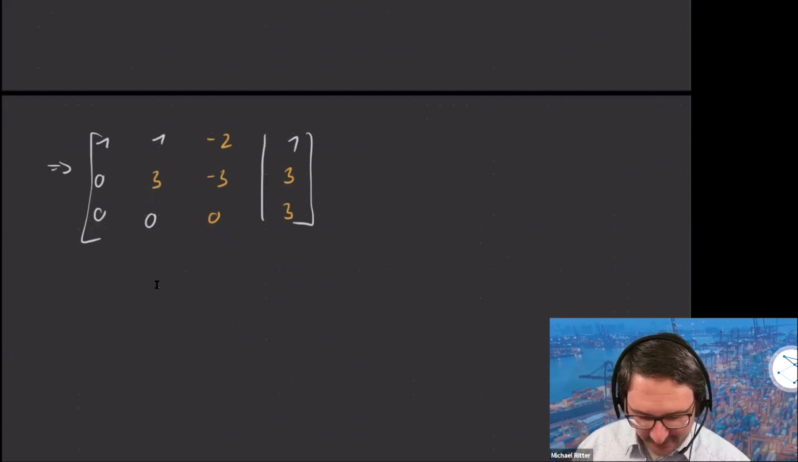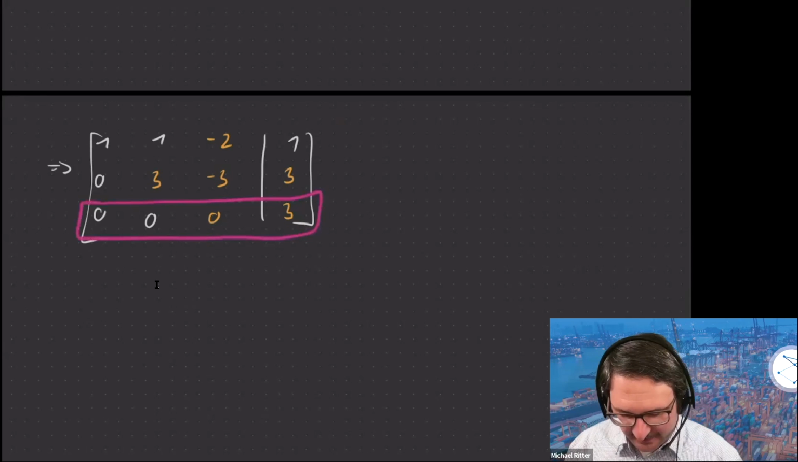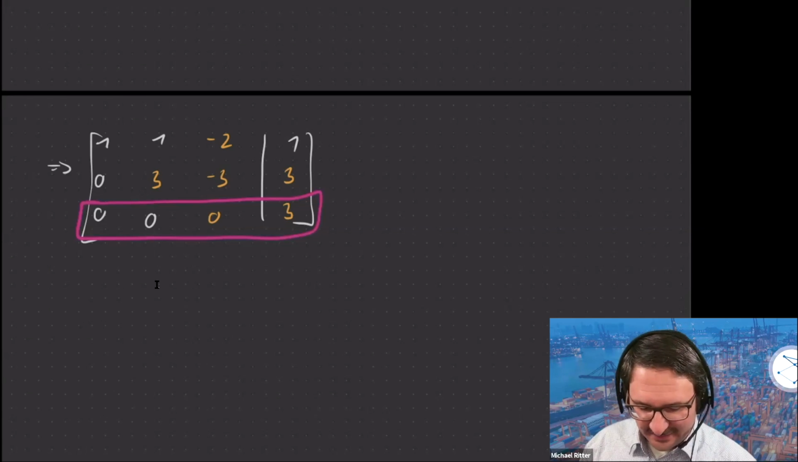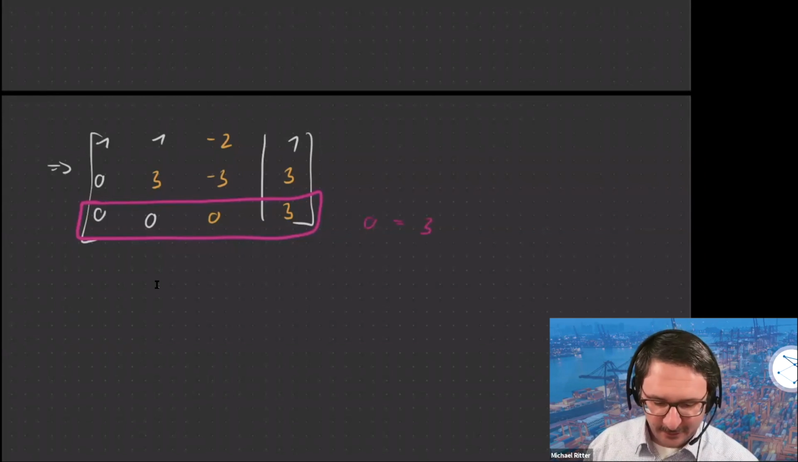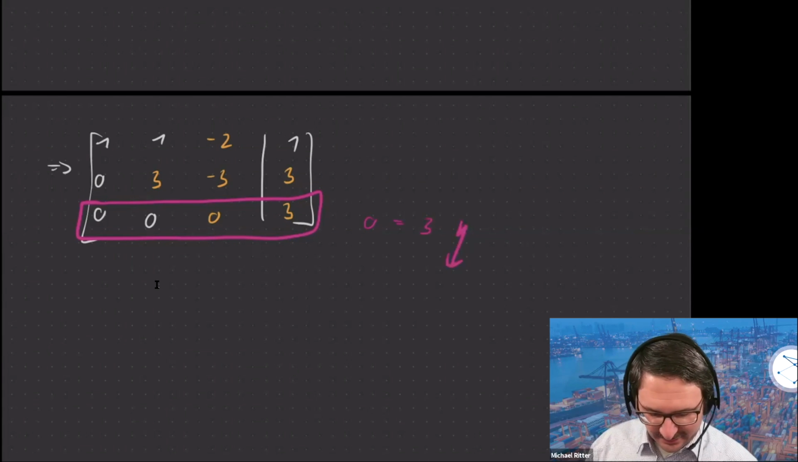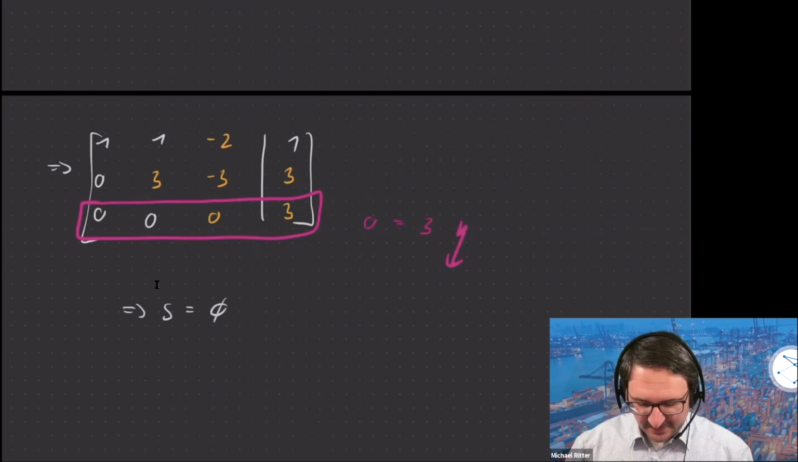And what you will hopefully notice is this last row here. That contains a left-hand side of 0 and a right-hand side of 3. So basically that is the equation 0 equals 3. And of course, that is a contradiction. That can never be true. So in that case, our solution set is the empty set.